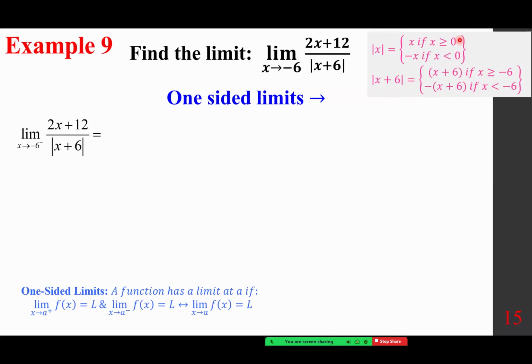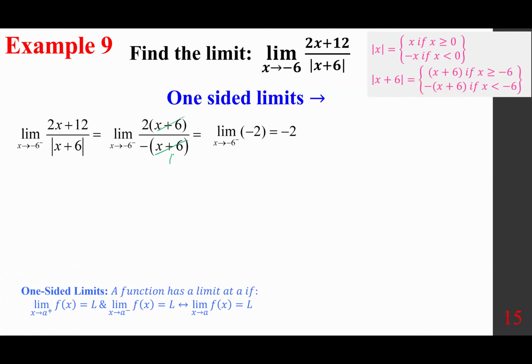And so with that being the case, because we are approaching -6 from the left, we are going to replace the bottom with this. And the top, you can factor the 2 out. So we have 2 over -1, and the answer is -2. The limit of -2 is -2, regardless of x approaching what number.